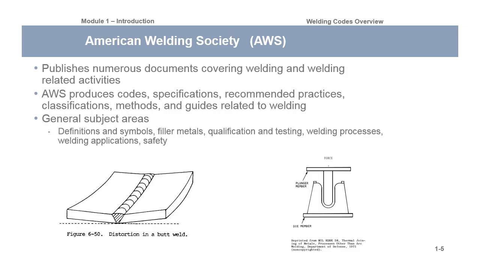Okay, the American Welding Society, the AWS, if you've had anything to do with welding and you're on the North American continent, you've pretty much heard of the American Welding Society, and generally worldwide. They publish numerous documents covering welding and welding-related activities. The AWS produces codes, specifications, recommended practices, classifications, methods, guides related to welding. General subject areas are definitions, symbols, filler metals, qualification and testing, welding processes, welding applications, and safety. If it has to do with welding in the North American continent, the American Welding Society probably has something to do with it in one way, shape, or form.